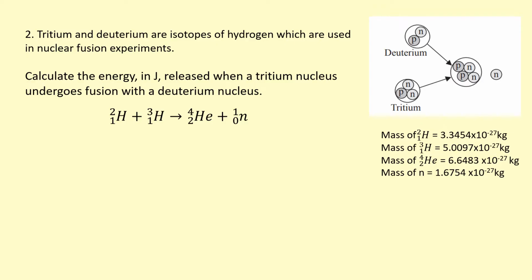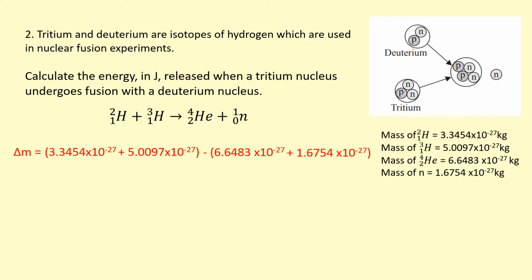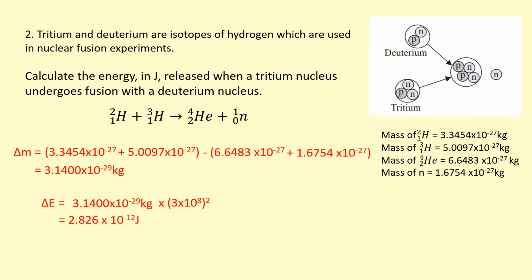I'm going to take the total mass of the reactants, which is the hydrogen and deuterium, and I'm going to subtract the mass of the helium that's produced and the neutron that's released as well. That gives me a mass defect here in kilograms. And if I want to turn that into an energy, I'm going to use Einstein's equation E equals mc squared and times it by the speed of light squared. And that gives me the energy in joules released during this reaction.